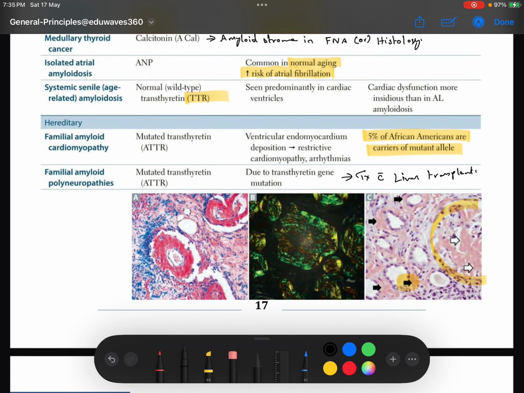Okay, so that's the complete guide for amyloidosis, and I'm discussing these topics from the First Aid guide.